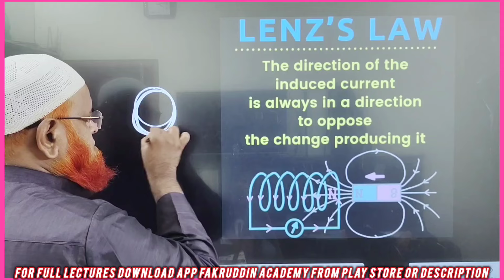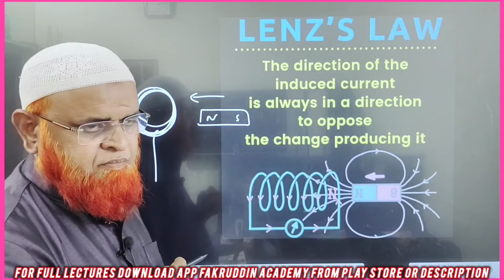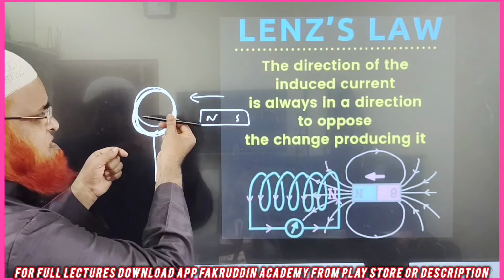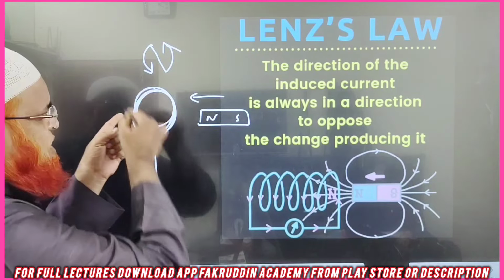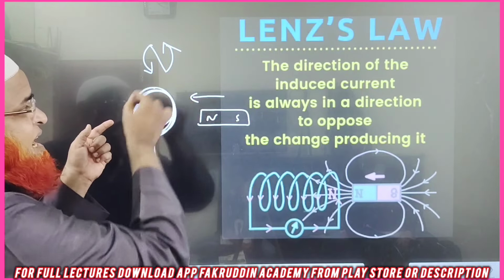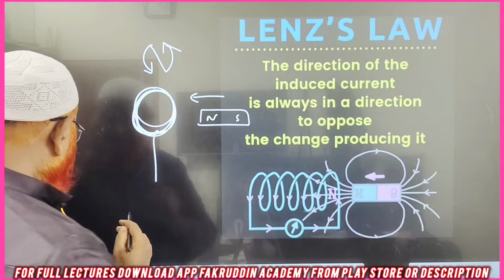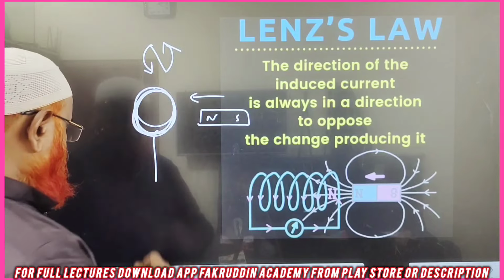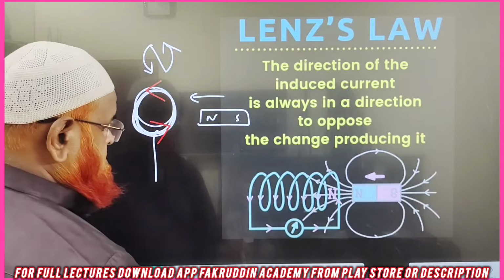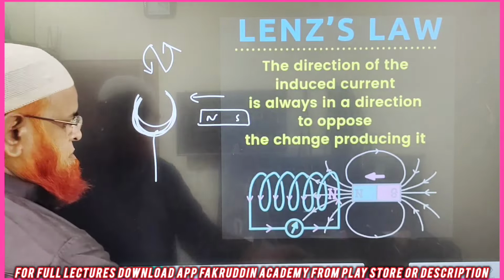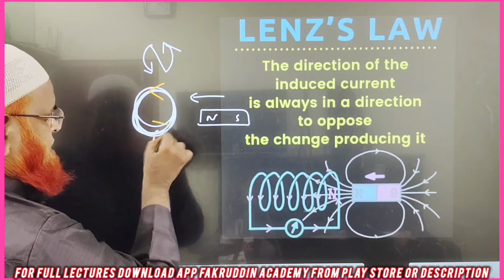This is a coil and this is a magnet. The north pole is going towards the coil. Then what happens? When the north pole goes towards the coil, current flows in the anti-clockwise direction in the coil. Actually the coil is not drawn like this, it is like this. As it moves closer, the current flows in the anti-clockwise direction, like this.